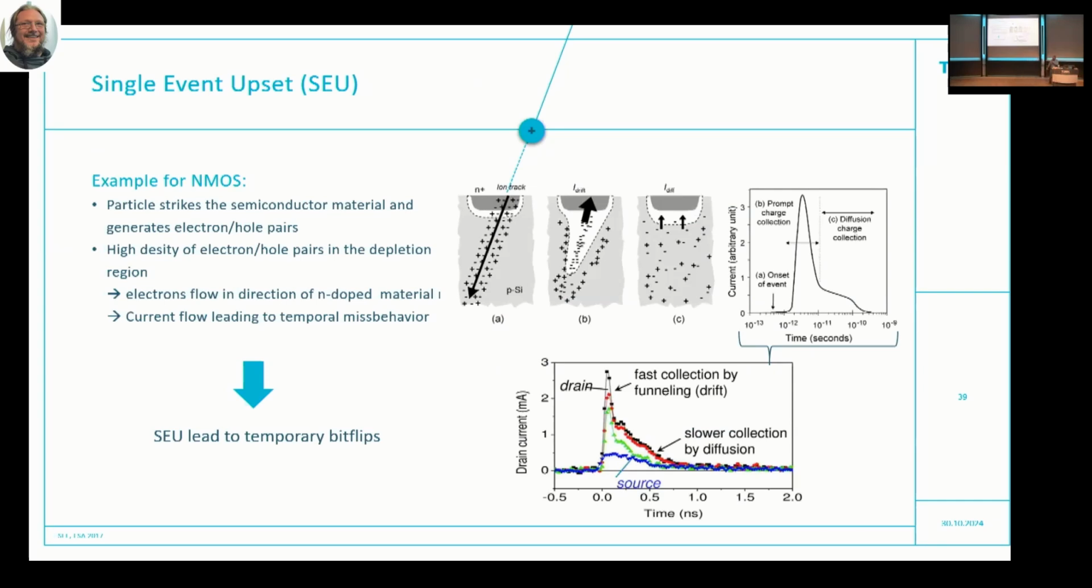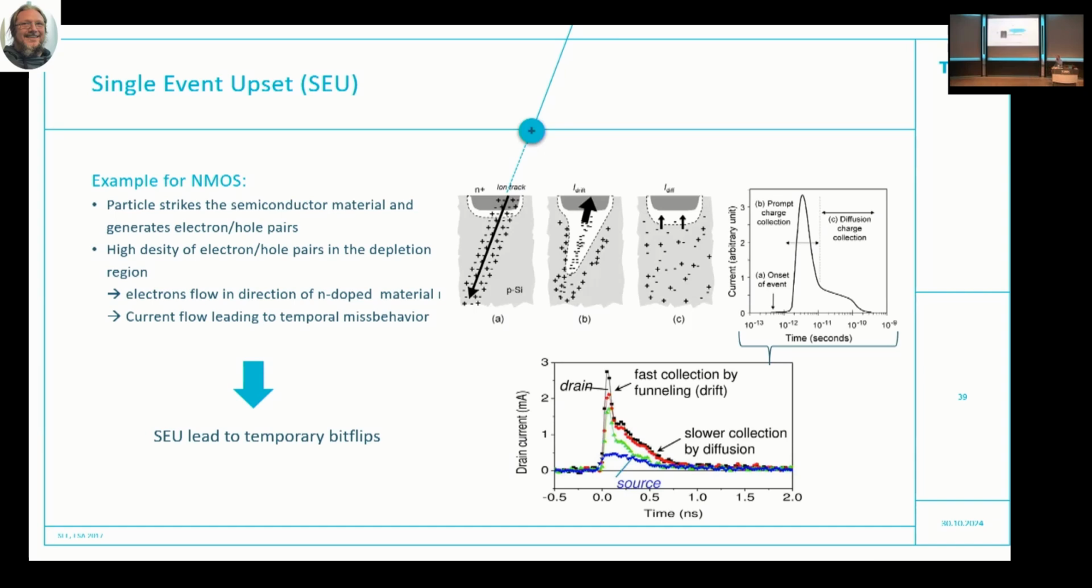Another effect, the single event upset. This is more interesting for us in our research, because what happens is that now this particle strike went through the entire silicon. So we are forming electron hole pairs. And what we then see is that these separated electrons will flow in the direction of the drain. And if we have a directed flow of electrons, this is what we call a current. So therefore in our transistors, what we see is an increased current. And this current can lead to a malfunction of the transistor itself, because in the end we see a bit flip. So it seems like the transistor is switching, although it is not.